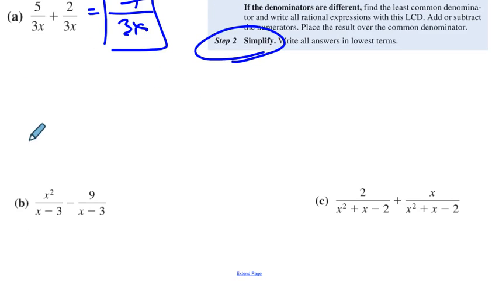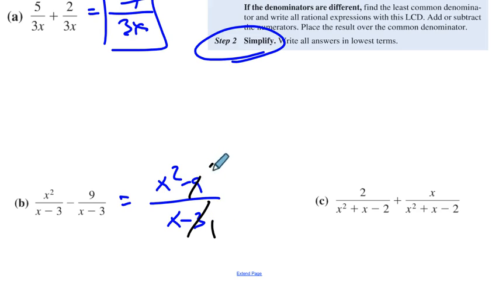Looking at part B here, once again, we see that we have a common denominator of x minus 3, and we have x squared minus 9. Now, we can't just leave it like this because we can still factor this. But one common error that I've seen before is students say, oh, look at this, the 3 right here, I'm going to divide that by 3 and then divide that by 3. That is an error right there.